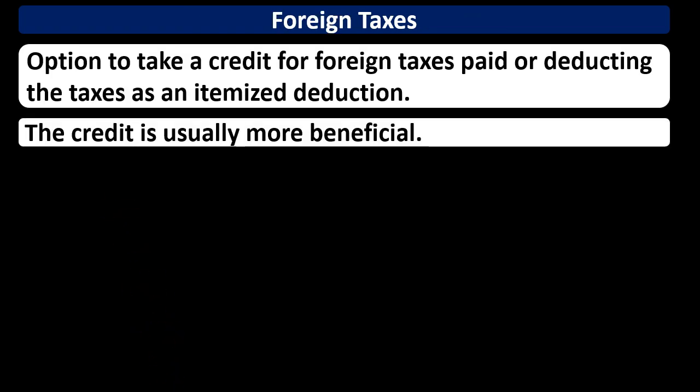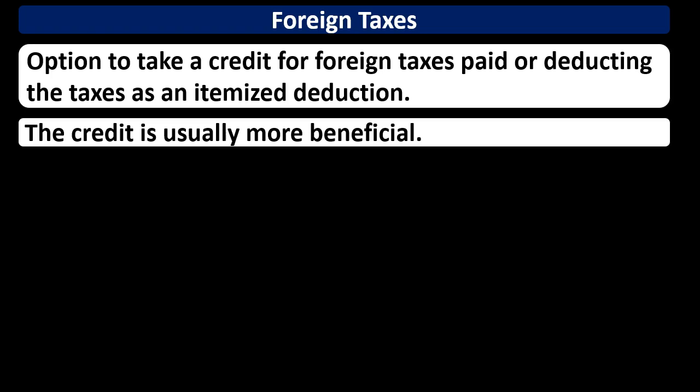Then we have the foreign taxes. Foreign taxes can be deducted on Schedule A as an itemized deduction, but typically they will not be, because there's an option to have a credit for foreign taxes typically. And a credit, you will get the dollar for dollar cash back on the credit. It's kind of like a payment as opposed to a deduction.